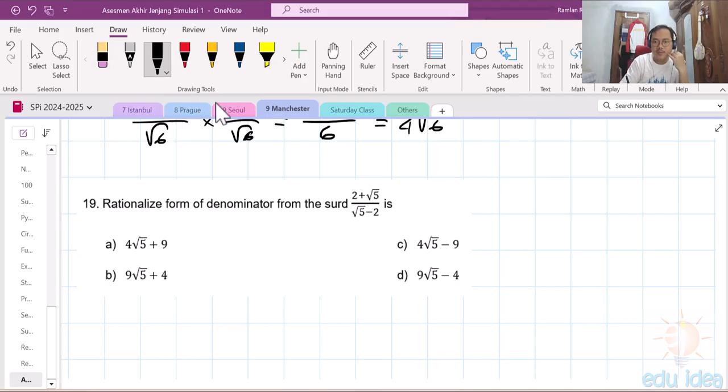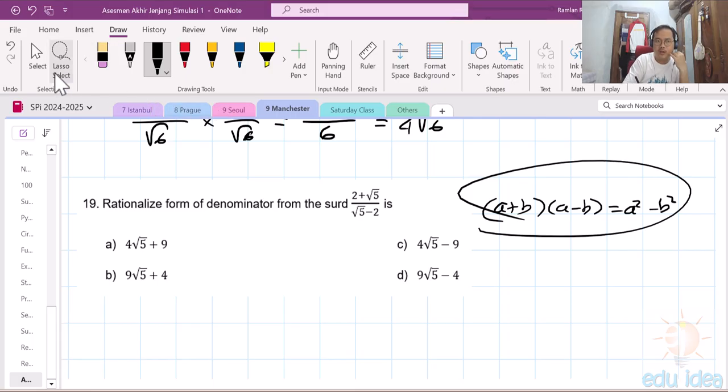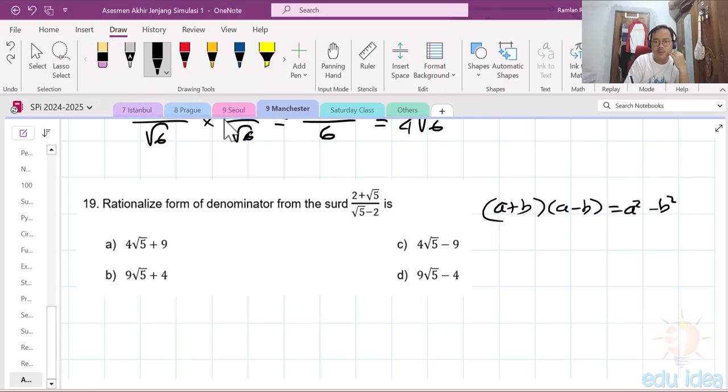So remember the concept of a plus b times a minus b equals a squared minus b squared. This is a very powerful concept. If you do the method that we just did for number 18, you'll get 2 plus square root of 5 over square root of 5 minus 2.